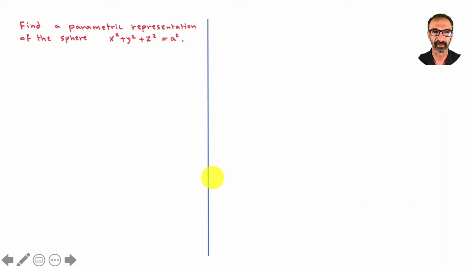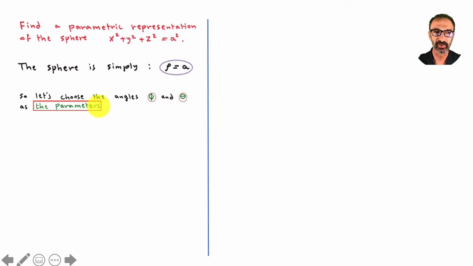Find a parametric representation of the sphere x squared plus y squared plus z squared equals a squared. The sphere is simply rho equals a because the radius is a. So let's choose the angles phi and theta as the parameters.